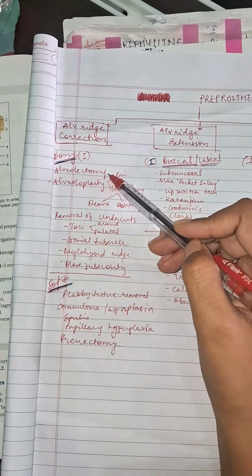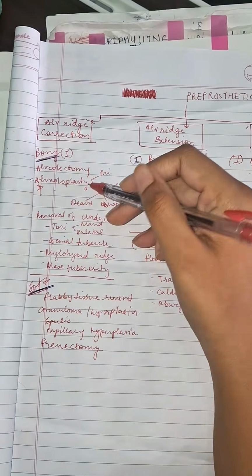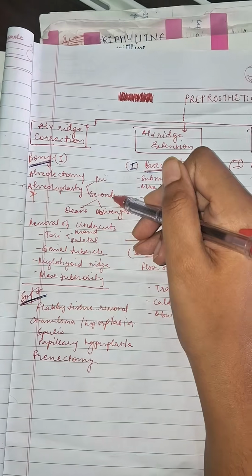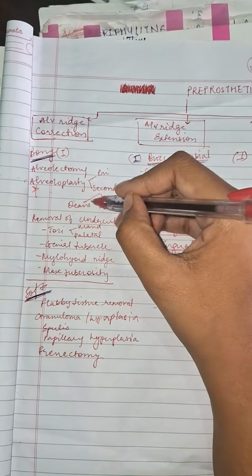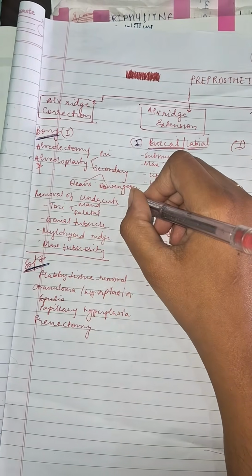So in bony surgeries, we do alveolectomy and alveoloplasty, which is important from the exam point of view. We have two types, primary alveoloplasty and secondary alveoloplasty. In secondary, we have two procedures, which are also important for the exam: Dean's alveoloplasty and, I don't know if I'm pronouncing it correctly, Obwegeser's procedure.